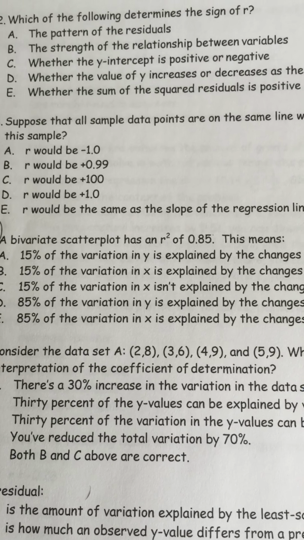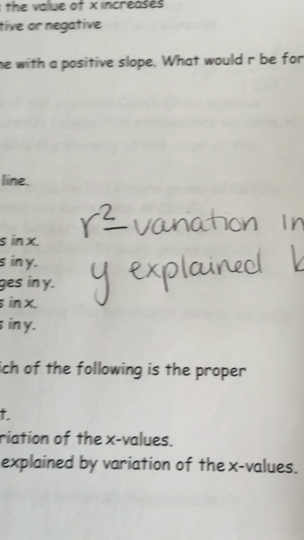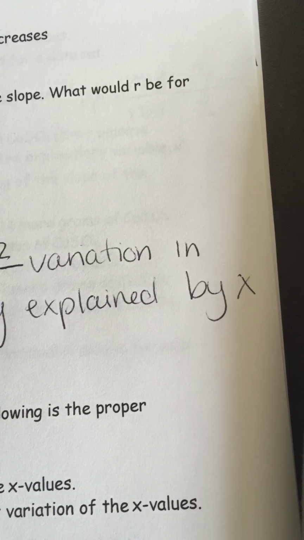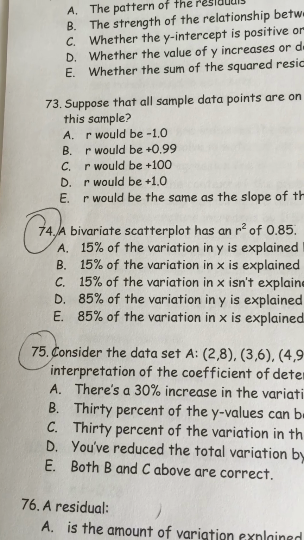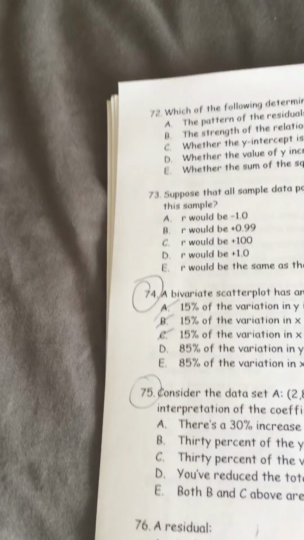74. A bivariate scatter plot has an r squared of 0.85. This means, well, r squared is the variation in y explained by x. So if we change 0.85 to a percentage, we're looking at 85%. So I can go ahead and get rid of answer A, B, and C.